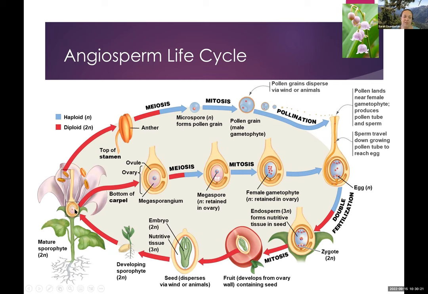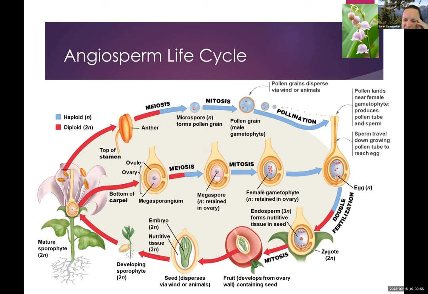Meanwhile, in the female parts of the plant, here's our ovary, this whole area. They're calling it bottom of carpel, whatever, it's ovary. Inside of this little structure here, we have our megasporangium, and our megasporangium undergoes meiosis to make a megaspore. That megaspore divides a bunch, and this is actually kind of interesting.